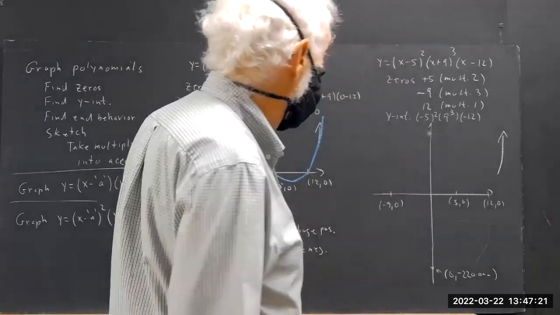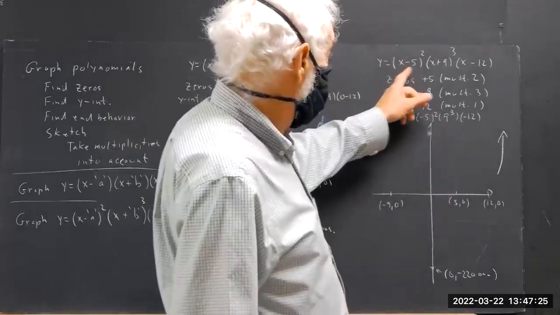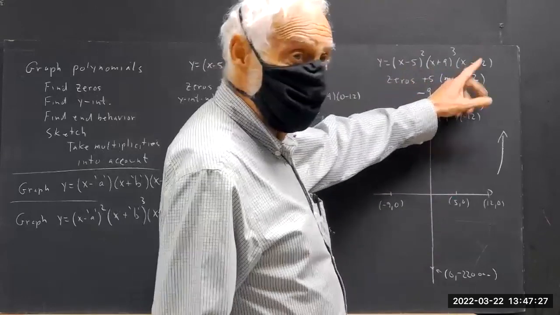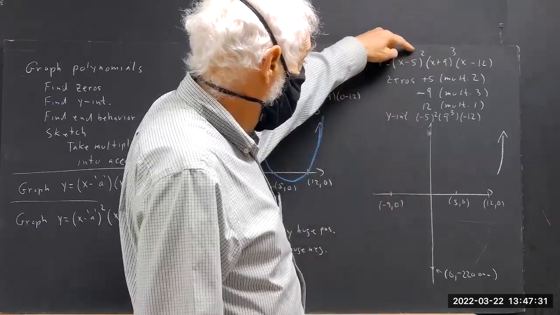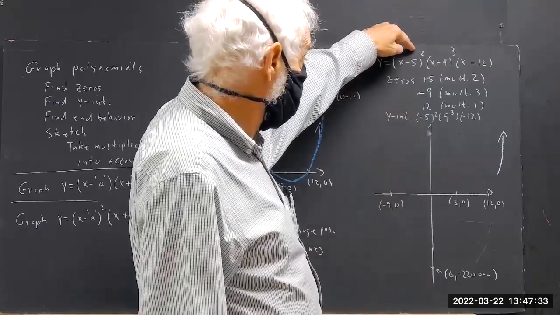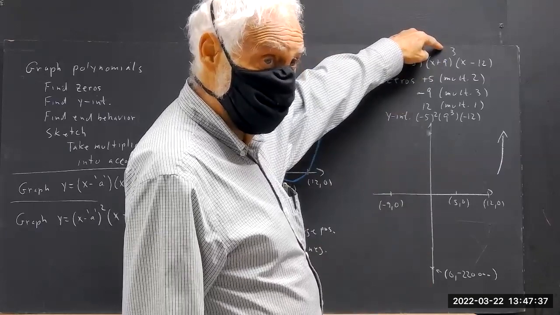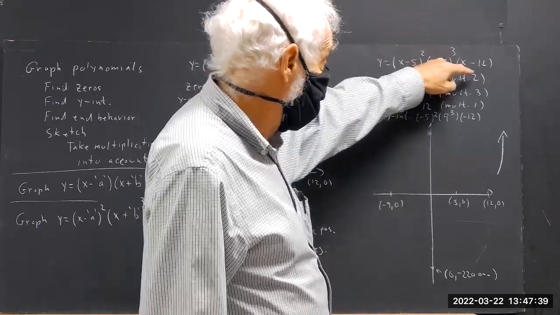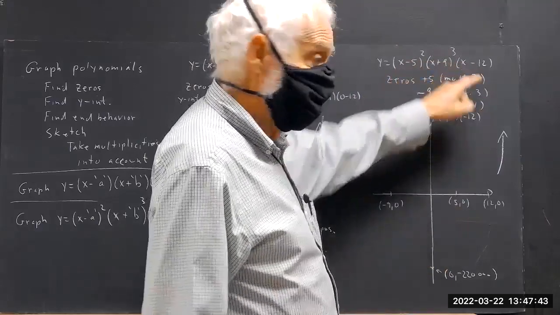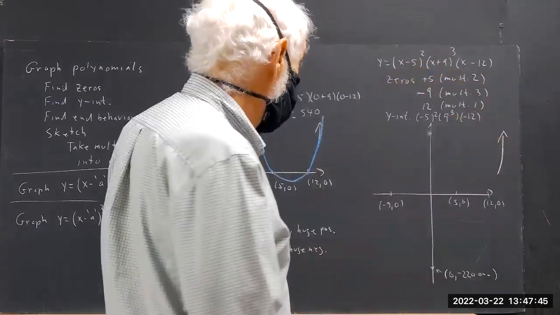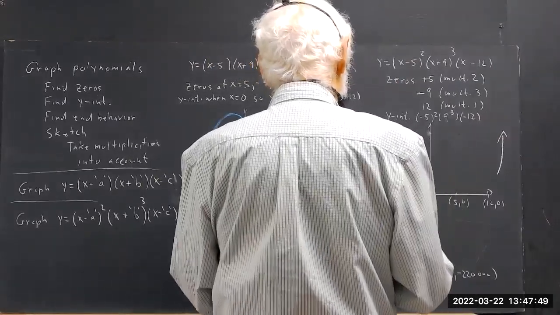Now, got to be careful. If x is a big negative number, then each of these quantities before it's squared or cubed is negative, right? But if you square a negative, you get a positive. If you cube a negative, you get a negative, right? And then this is going to be negative. So it's a positive and a negative, which gives you a negative. And it's going to get huge really fast. It's going to be like so.